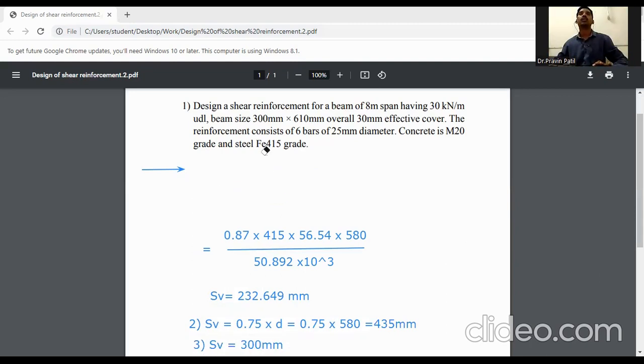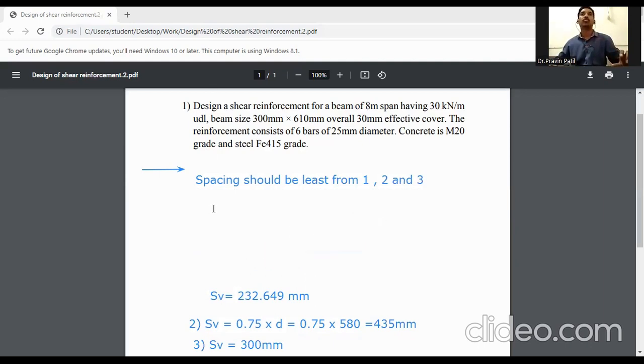Select the least of the above values. The spacing should be the least of the first, second, and third. So which one is the spacing? The spacing will be 232, so SV is equal to 232 mm. Rounding the figure, take 230 mm.